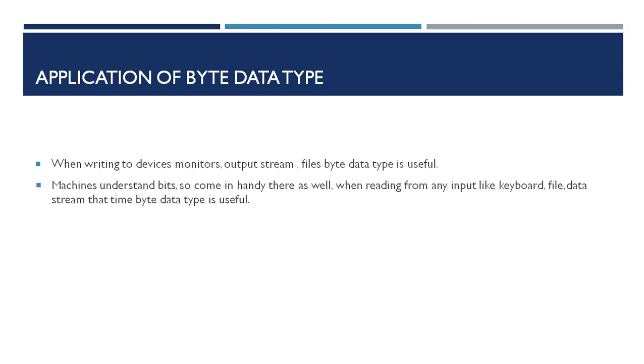Again, reading data from the keyboard and files is also easy, because there is no need to convert it. The byte data type stores data in the form of bytes, so the data we get from the keyboard and file will be in the form of bits, and that is saved directly in the byte data type. Another application is that all the networks and files on the internet accept data in the form of bytes. This is one of the major applications of the byte data type.